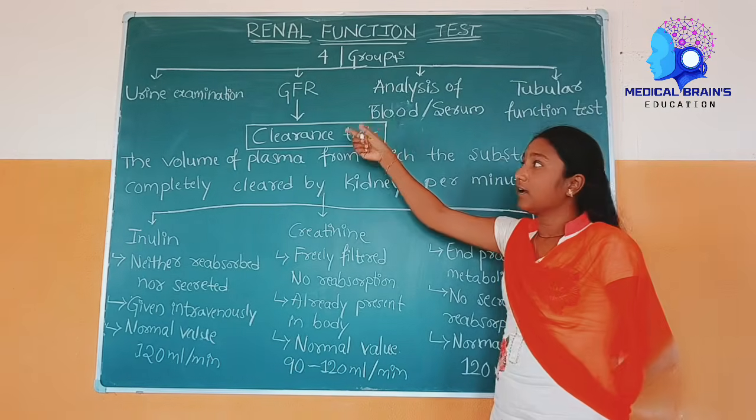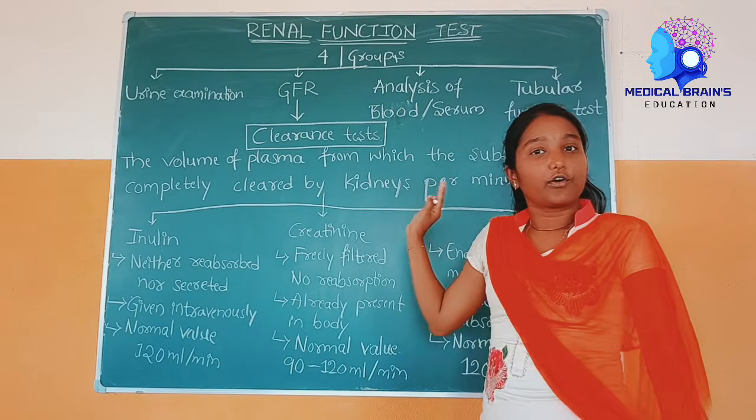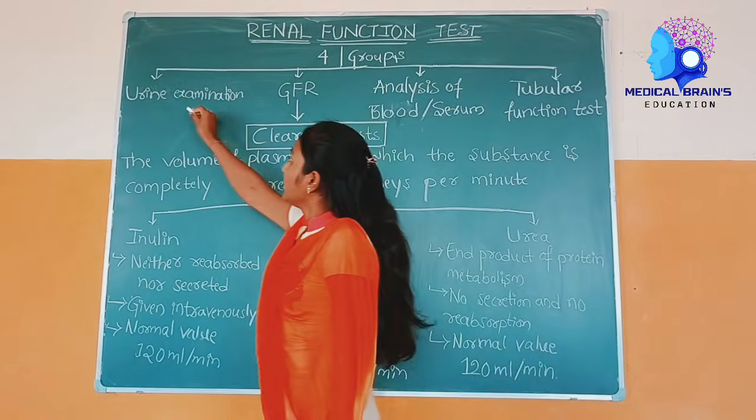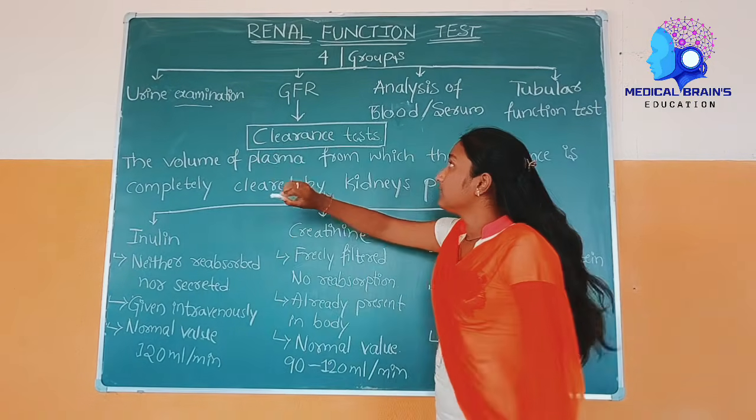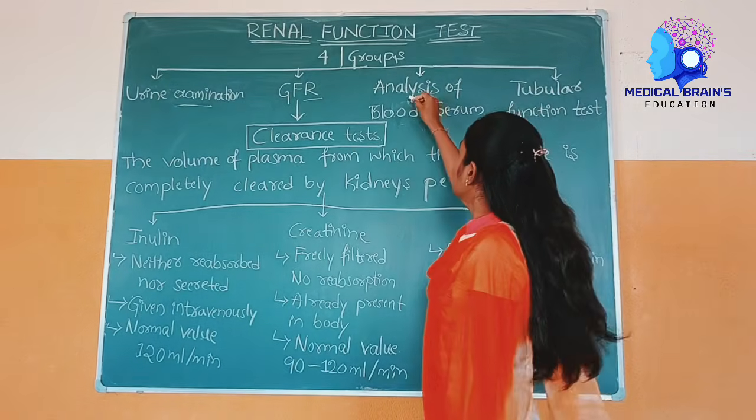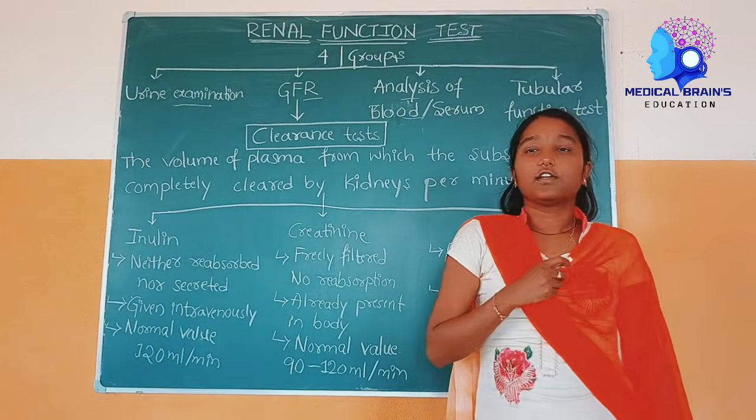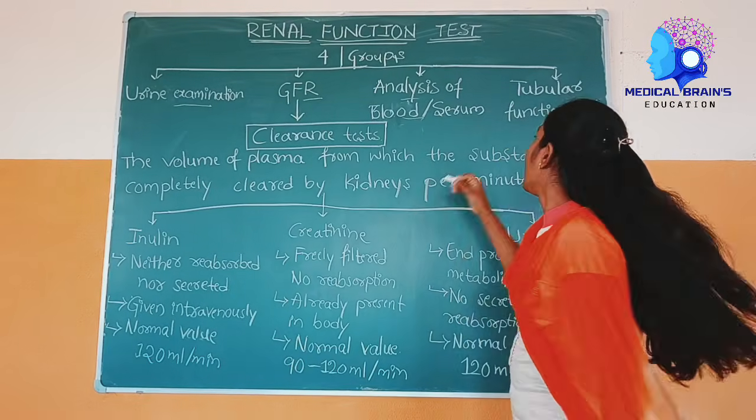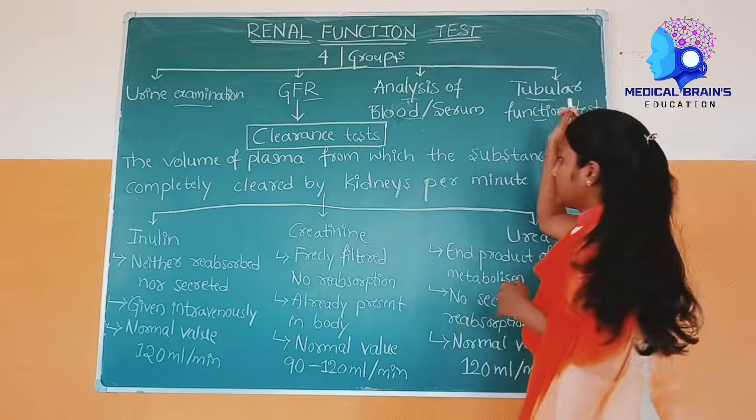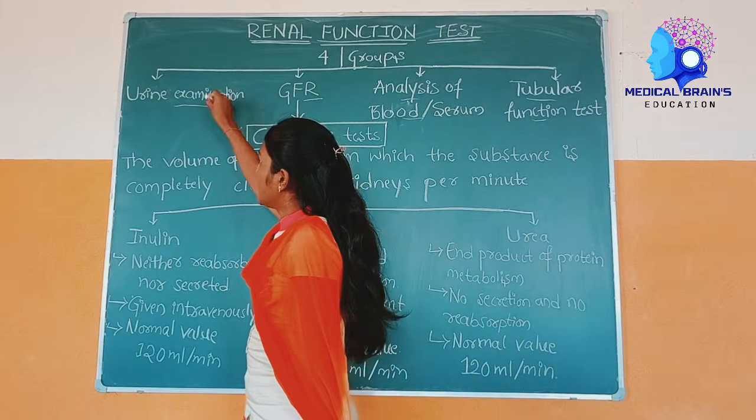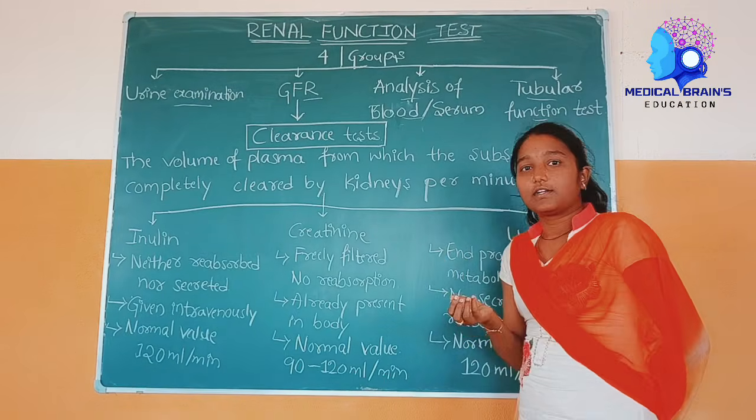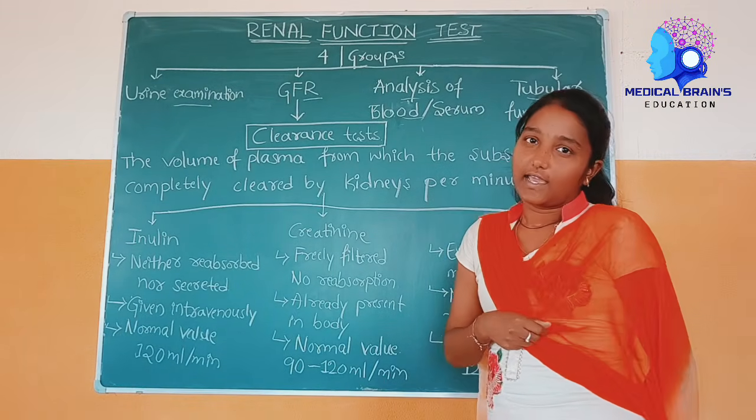So mainly there are four groups or four classifications for the renal function test. The first one is the urine examination, the second one is the GFR, that is glomerular filtration rate, the third one is the analysis of the blood or the serum, and the fourth one is the tubular function test.